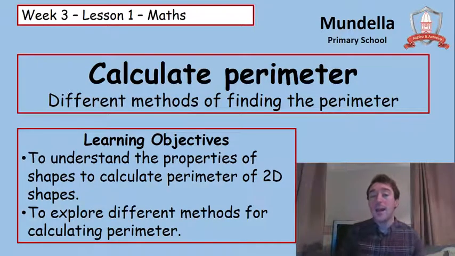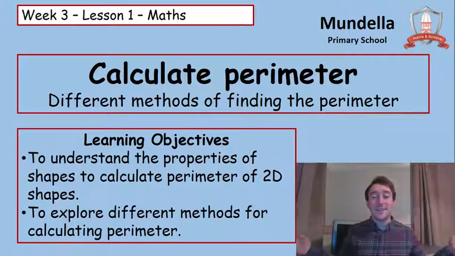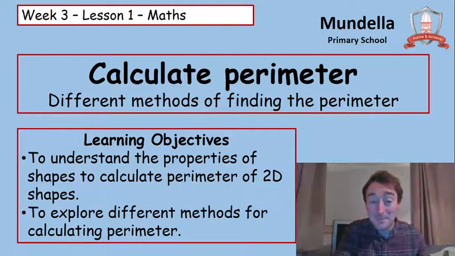So what I want you to do is pause the video now and put your date at the top of your page and then put as your LO, your learning objective, calculate perimeter. That's LO, calculate perimeter in your books. Once you've done that, let's play the video and find out what we're going to do today.